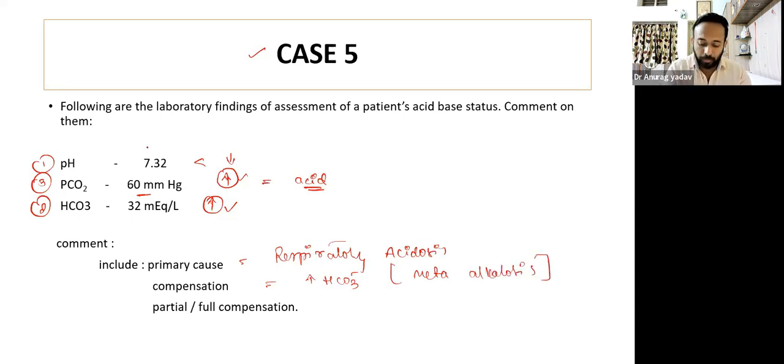Is it partial or complete? Go back and see the pH. Simple. Has the pH come to the normal range or is it still in the abnormal range? It's in the abnormal range. So it is not complete. It is partial. It's a partially compensated respiratory acidosis. That is the fifth case.